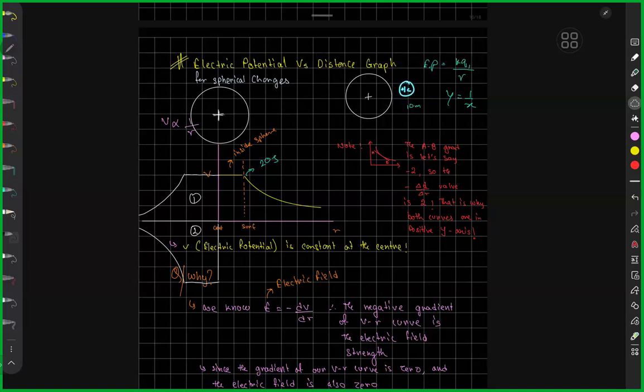The one we were discussing where inside the work done remains the same, the potential remains the same, where you said that the gradient of this is zero, hence it makes sense because electric field strength is zero inside the sphere.